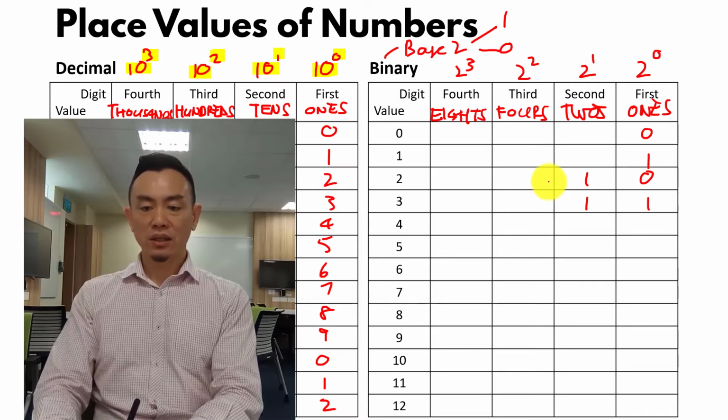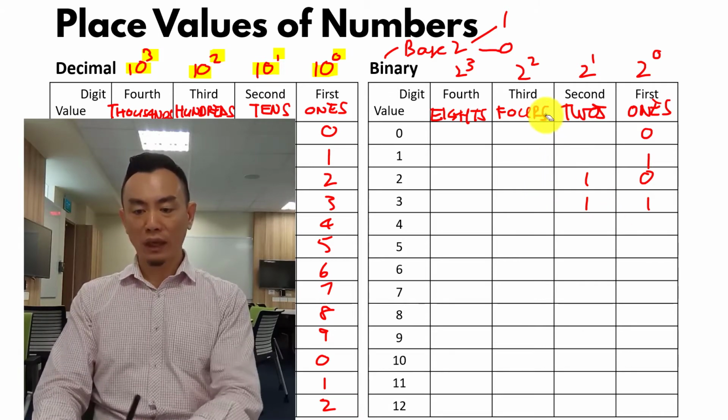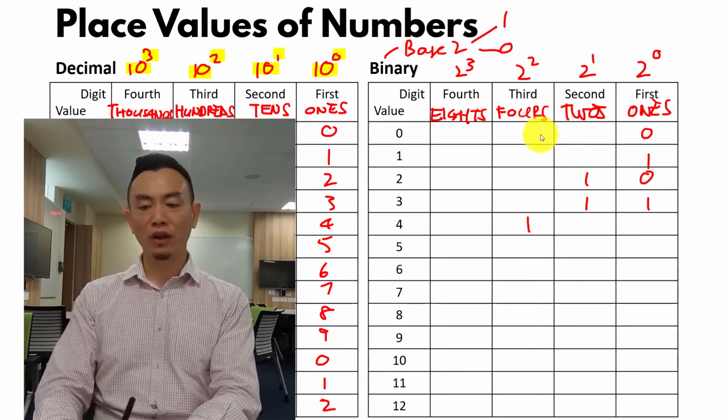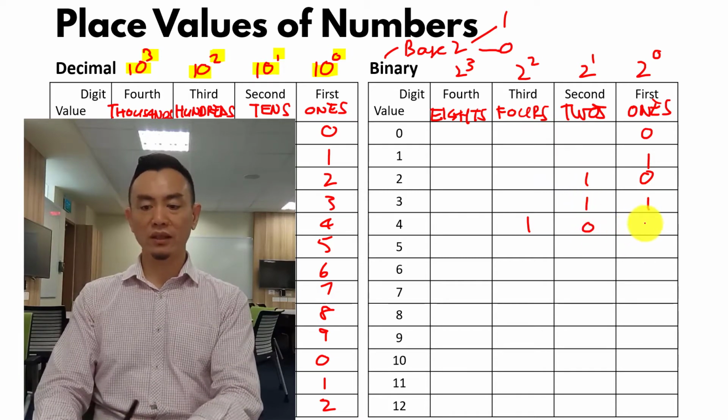Yeah? So 4s would be just 1, 4. Can you see that? Just 1, 4. We don't want to have 2s, we don't have the 1s, okay?